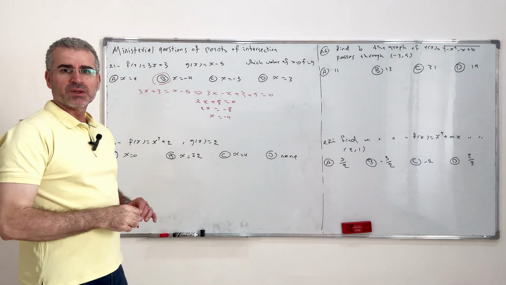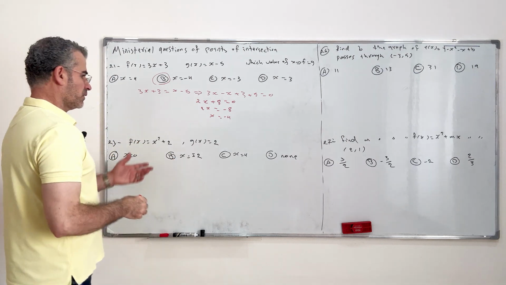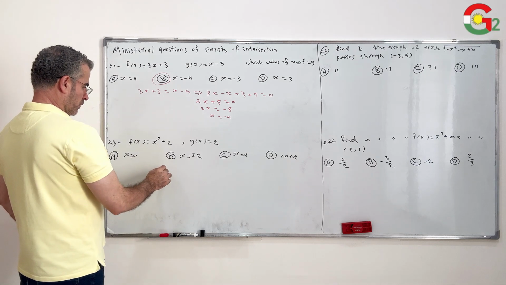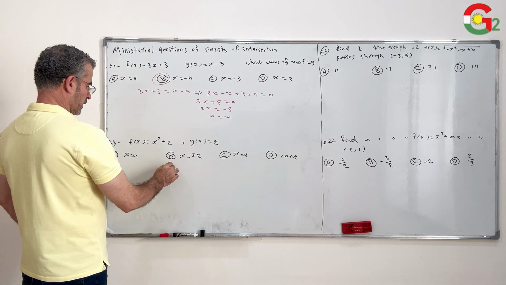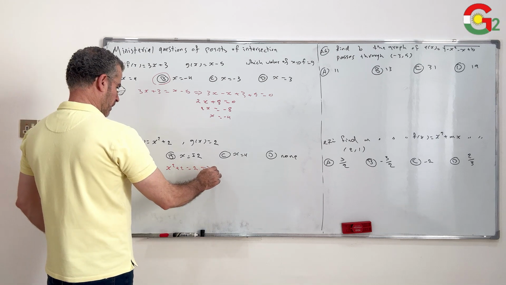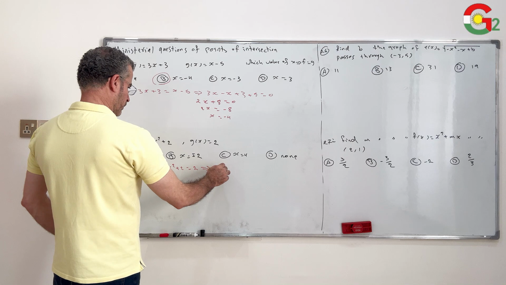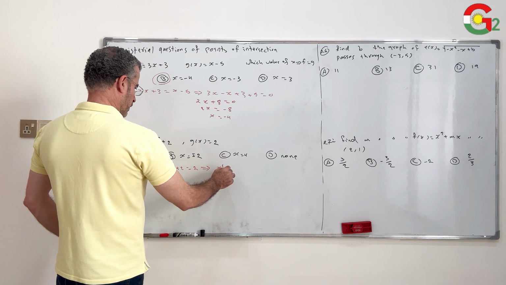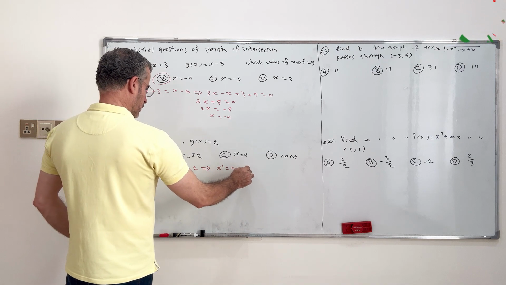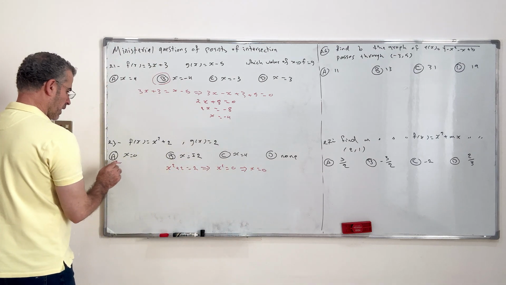Question number 23. Find the point of intersection of these two functions. Set x power 2 plus 2 equal to 2. Then x power 2 equals 0. Then x equals 0. Choice A.